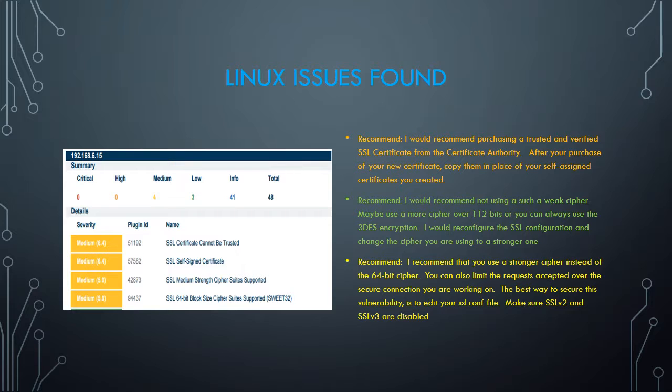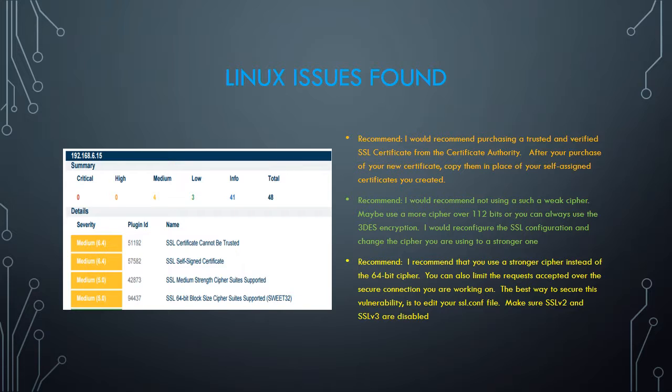Okay, these are some of the Linux problems I found, some vulnerabilities on this Linux server. The first two here are SSL certificate cannot be trusted and SSL self-signed certificate. These two vulnerabilities pretty much come down to the person setting up their own SSL certificate locally from the Linux box instead of purchasing one from the certificate authority. So that's why Nessus can't verify this certificate and it is hence not trusted.